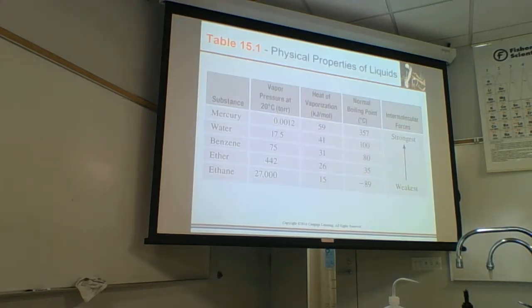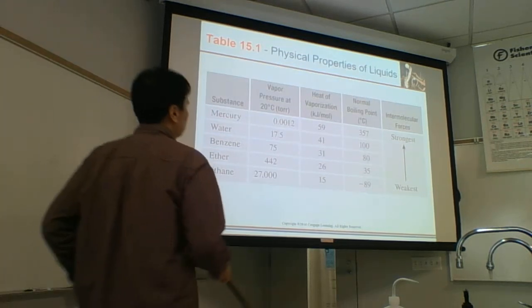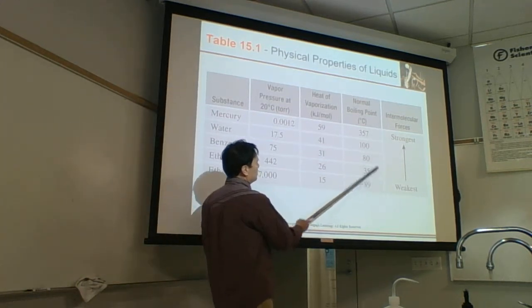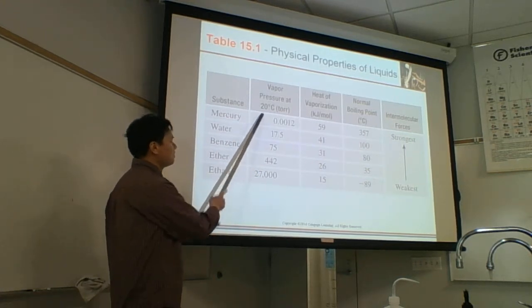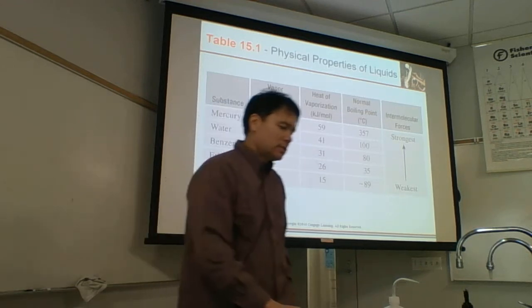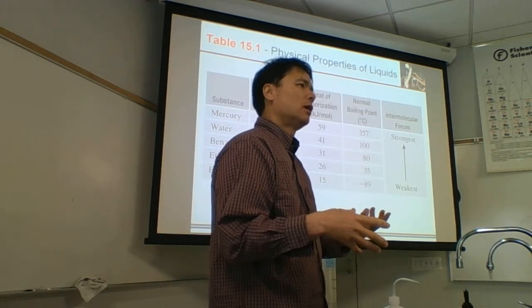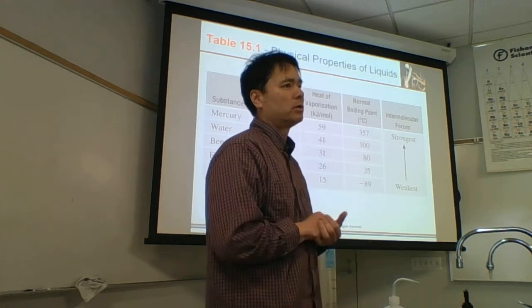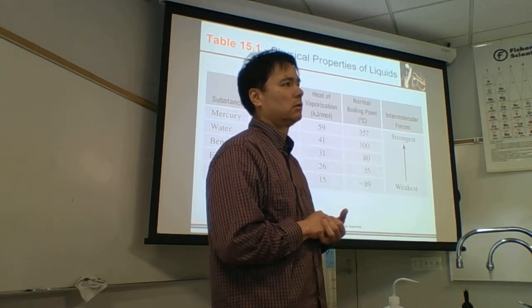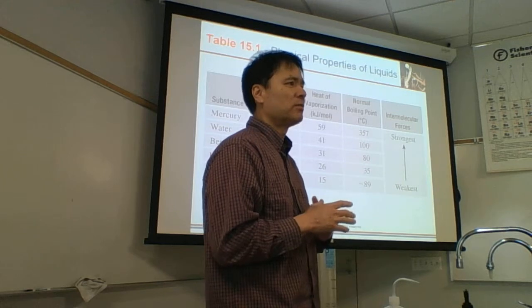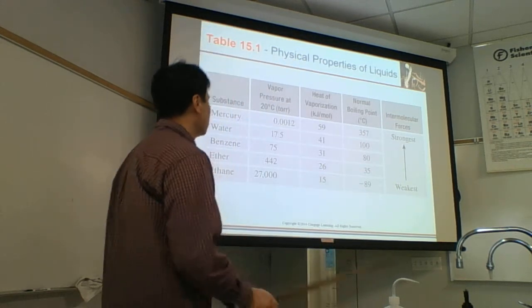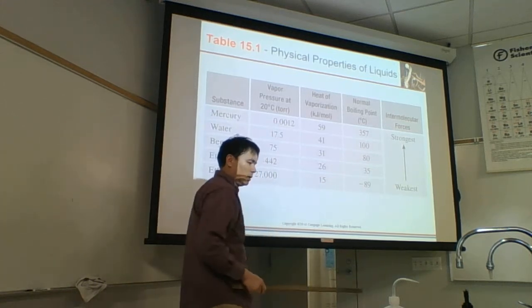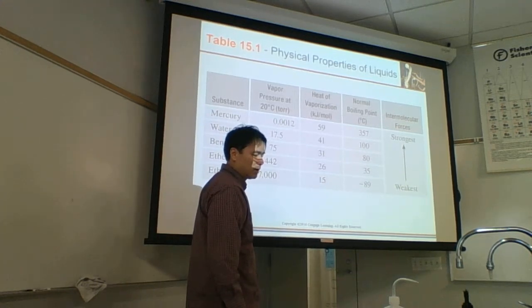So what we're going to do is look at this. As the intermolecular forces become stronger, what happens to the vapor pressure? So let's say strong intermolecular forces, high vapor pressure or low vapor pressure? Low vapor pressure, it's harder to vaporize. And so the stronger the intermolecular forces, the lower the vapor pressure because it's hard to vaporize.